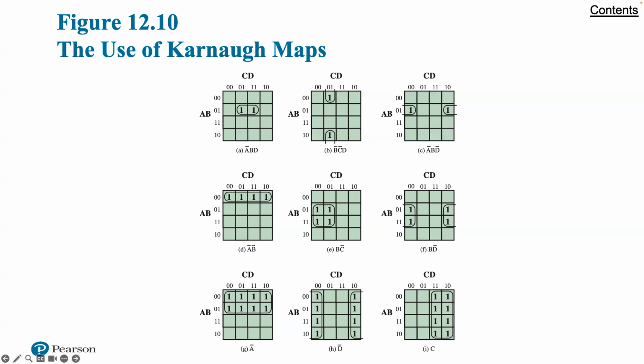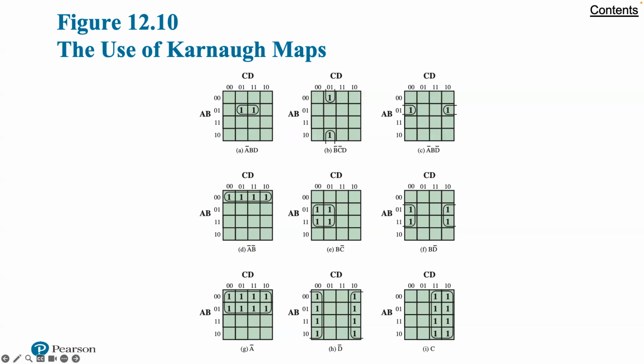Second, we can group not just 2 squares, but 2 to the n adjacent squares, that is 2, 4, 8, etc. The next three examples in figure 12.10 show groupings of 4 squares. Note that in this case, 2 of the variables can be eliminated. The last 3 examples show groupings of 8 squares, which allow 3 variables to be eliminated.